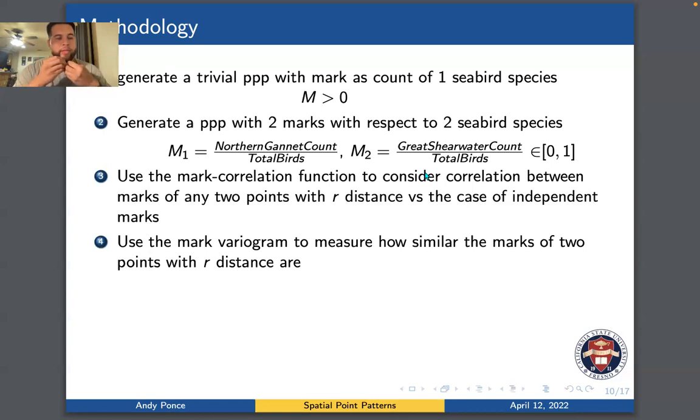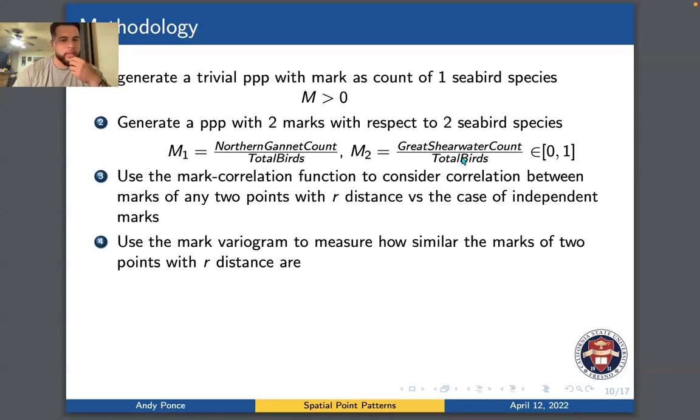And from these points, we created marks. So mark 1, we took the number of northern gannet birds at one specific place, and we divided by the total number of birds, which is the number of northern gannet plus the number of great shearwater. And so this fraction gives us a percentage of northern gannet at any point. Mark 2 is kind of the opposite. It's the percentage of great shearwater. And these marks are between 0 and 1.